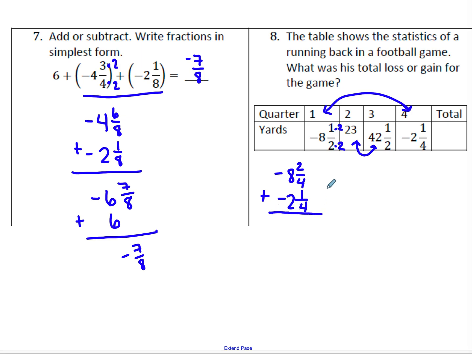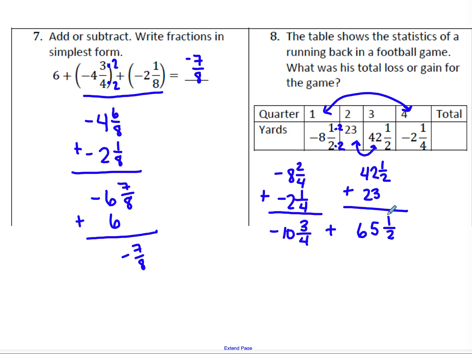Add those fractions first. 2/4 plus 1/4 is 3/4. Negative 8 plus negative 2 is negative 10. So 10 and 3/4 yards lost. Now I'm going to add my positives. 42.5 plus 23. 1/2 plus 0 is 1/2. 2 plus 3 is 5. 4 plus 2 is 6. So 65.5 yards gained.